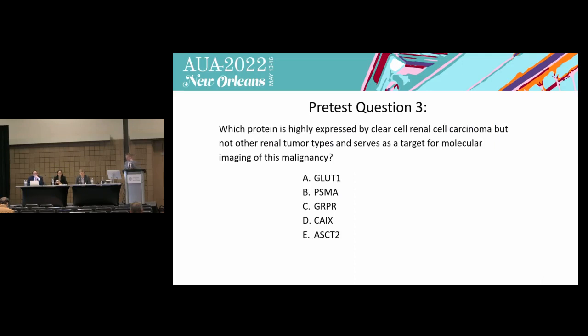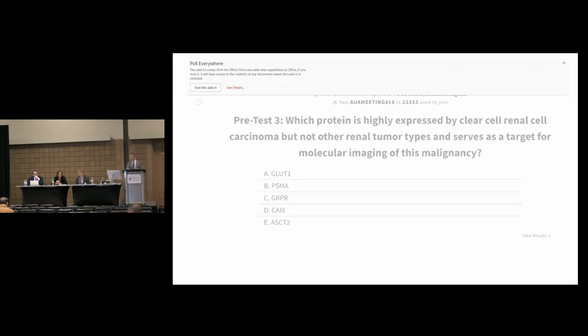Pre-question number 3, which protein is highly expressed by clear cell renal cell carcinoma but not other renal tumor types and serves as a target for molecular imaging of this malignancy? A, B, C, D, or E? Going to move on to question 4.